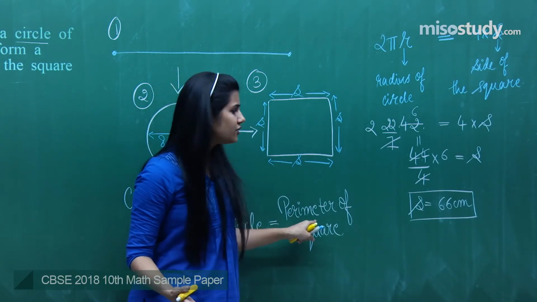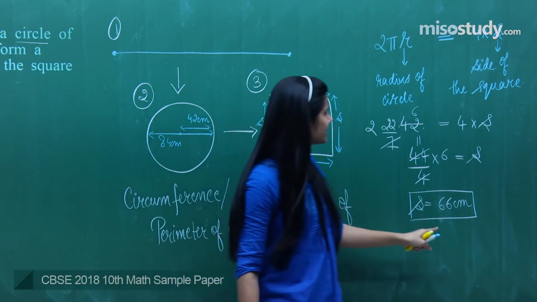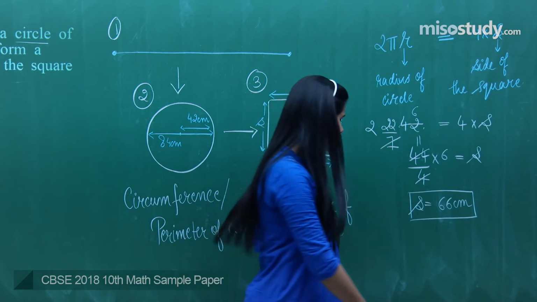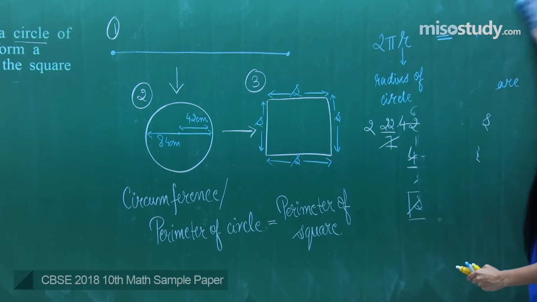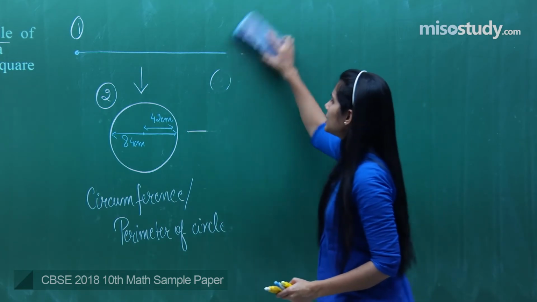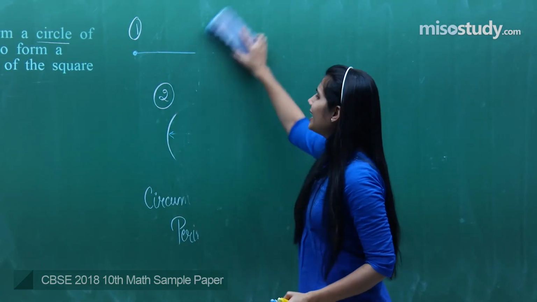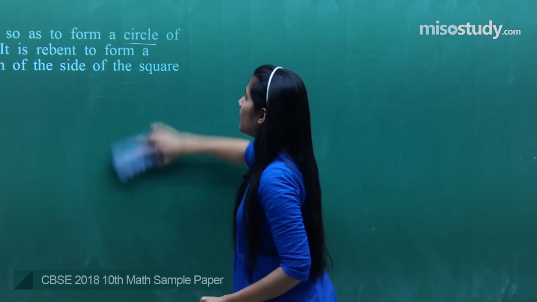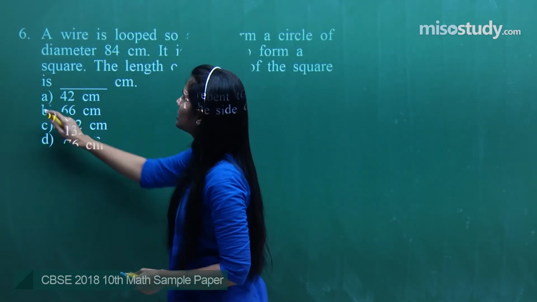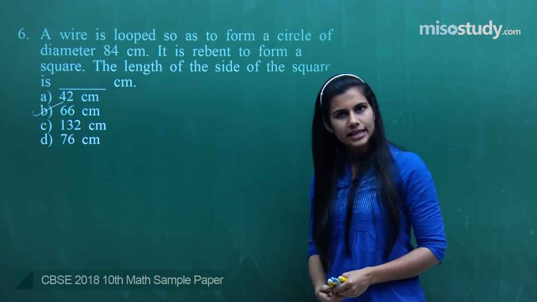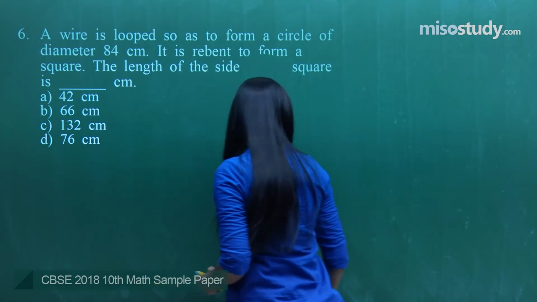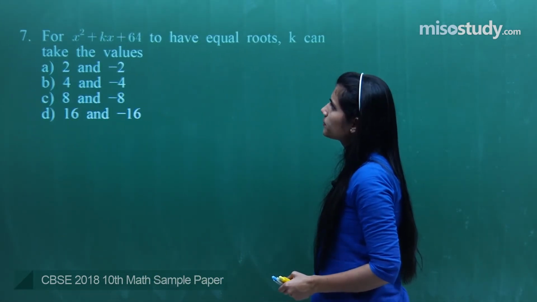The length of the wire will not change, so both the perimeters will remain the same, and that is what has given me the side of the square. Okay? Fairly very easy question. The only thing you need to understand is how to find out, using that concept, the side of the square for which the boundary length of the circle and the square are the same. And so in this case, the answer will be again 66 centimeters. Understood? Now that we have dealt with question number 6, let's see what question 7 has for us.